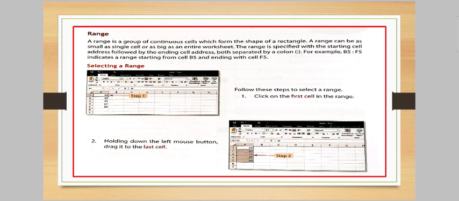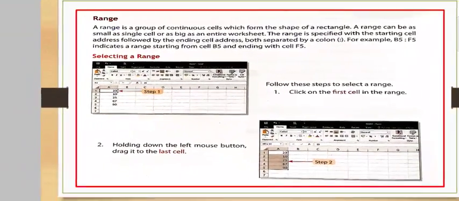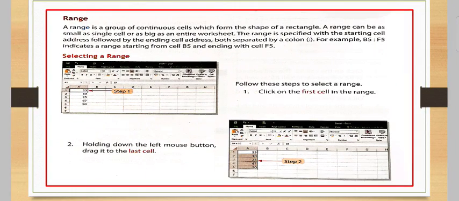For example, B5:F5 indicates a range starting from B5 and ending with the F5 cell. Here you can see how to select a range. A1 is 23, A2 is 10, A3 is 25, A4 is 67, A5 is 90. Click on the first cell in the range, hold down the left mouse button and drag to the last cell. Here you can see all the selected cells, A1 to A5. This is called a range, A1 to A5.